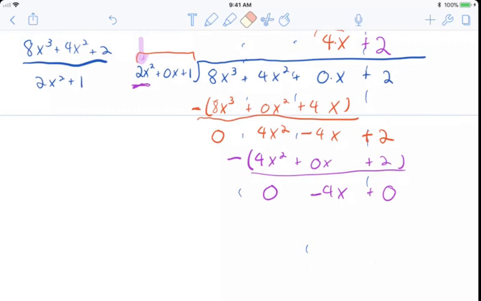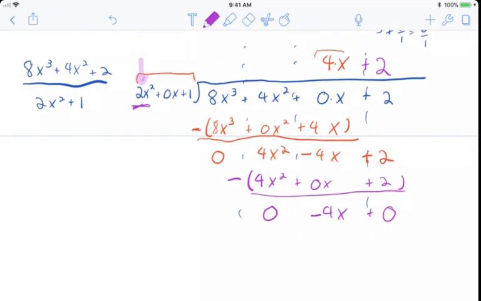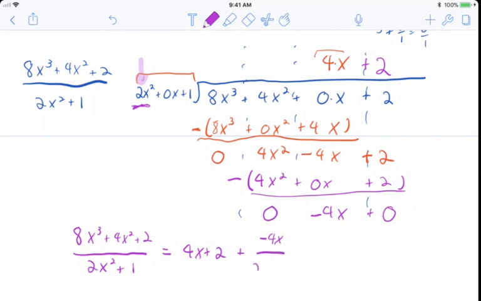And the result is that I can rewrite my original rational expression as the quotient all on its own plus the remainder, which is a polynomial, divided by the original divisor. And if you want, we'll call this f of x. If you want, we can test it.